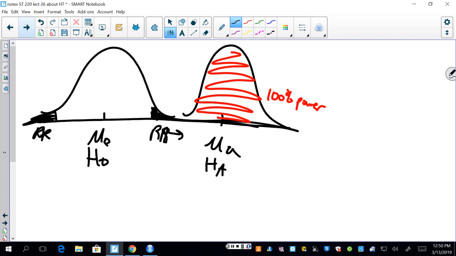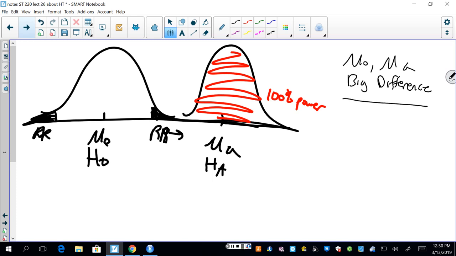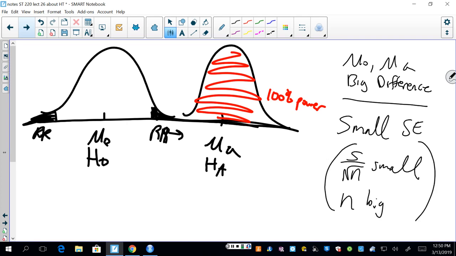So that is achieved with a difference here. Another way that curves like this get separated is if there's a real small standard error. If there's a really big sample size, each curve becomes narrow, and the difference between these two means becomes bigger. So like s over the square root of n is small, which happens if n is big. It also happens if the standard deviation is small.